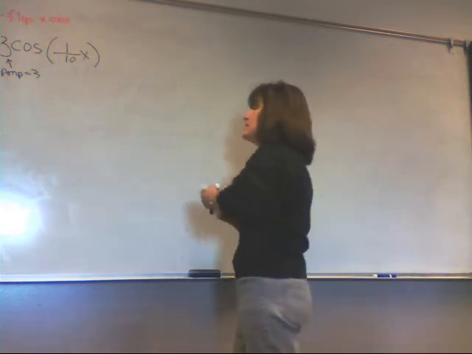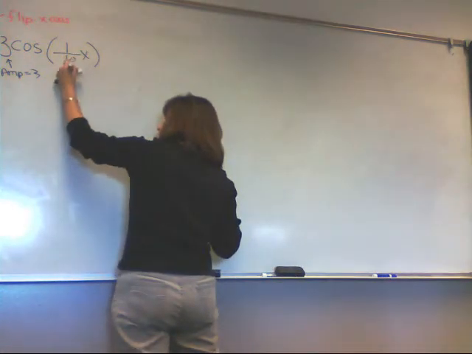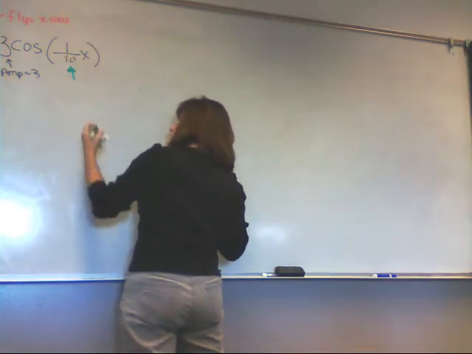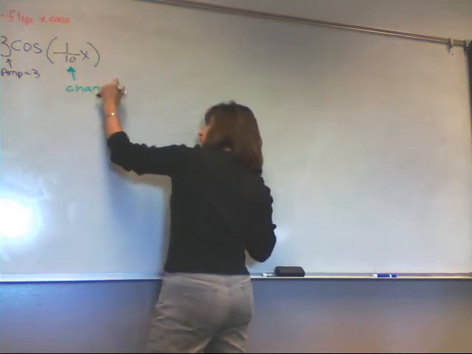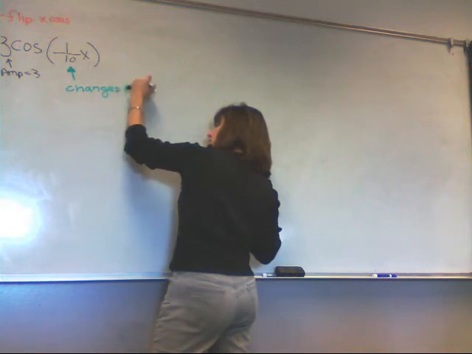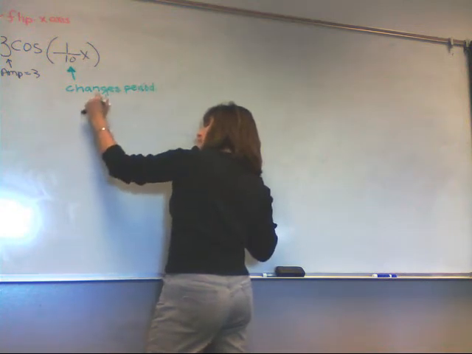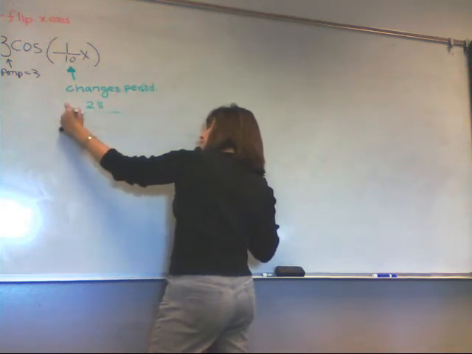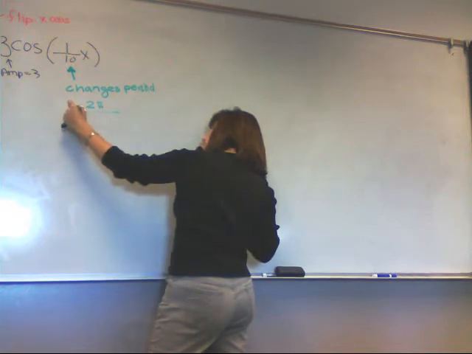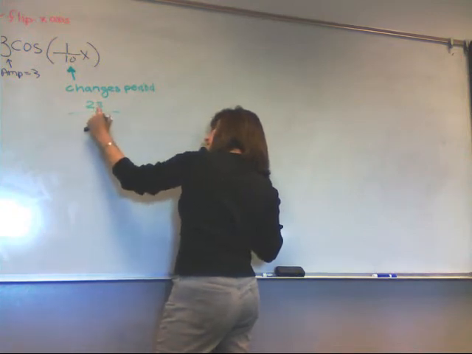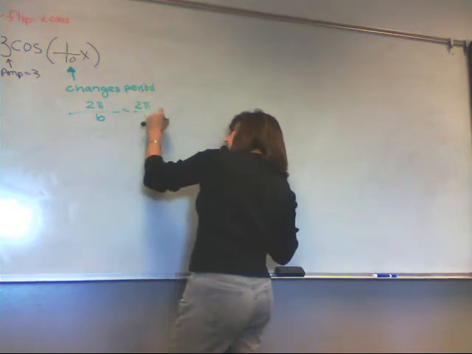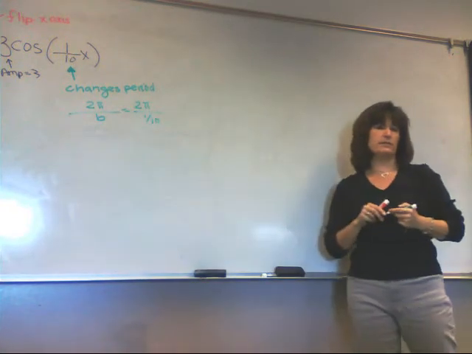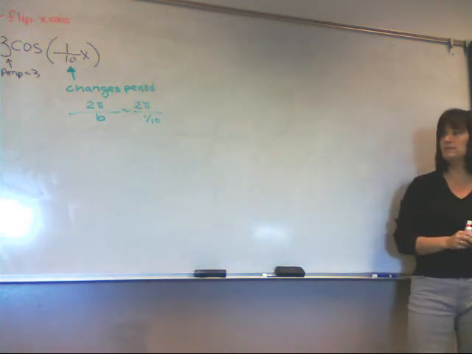All right. The part that you were asking me is about this part right here. What does that do to it? Makes the scale 10 times bigger? It does. So it changes the period to 2 pi divided by what? 2 pi divided by b, which is 2 pi divided by 10, the coefficient.